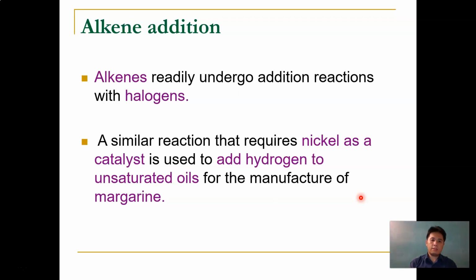So alkenes will undergo addition with halogens. A very similar reaction is used to add hydrogen to unsaturated oils to create margarine. You use a transition metal catalyst such as nickel to add hydrogens to unsaturated oils to create margarine.